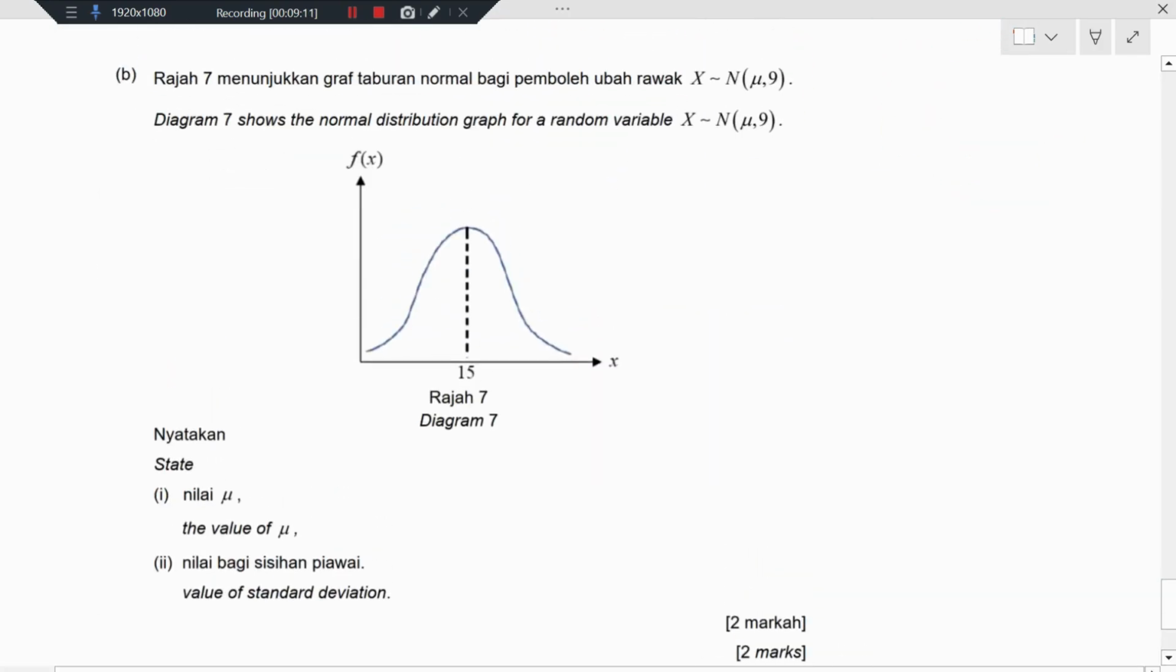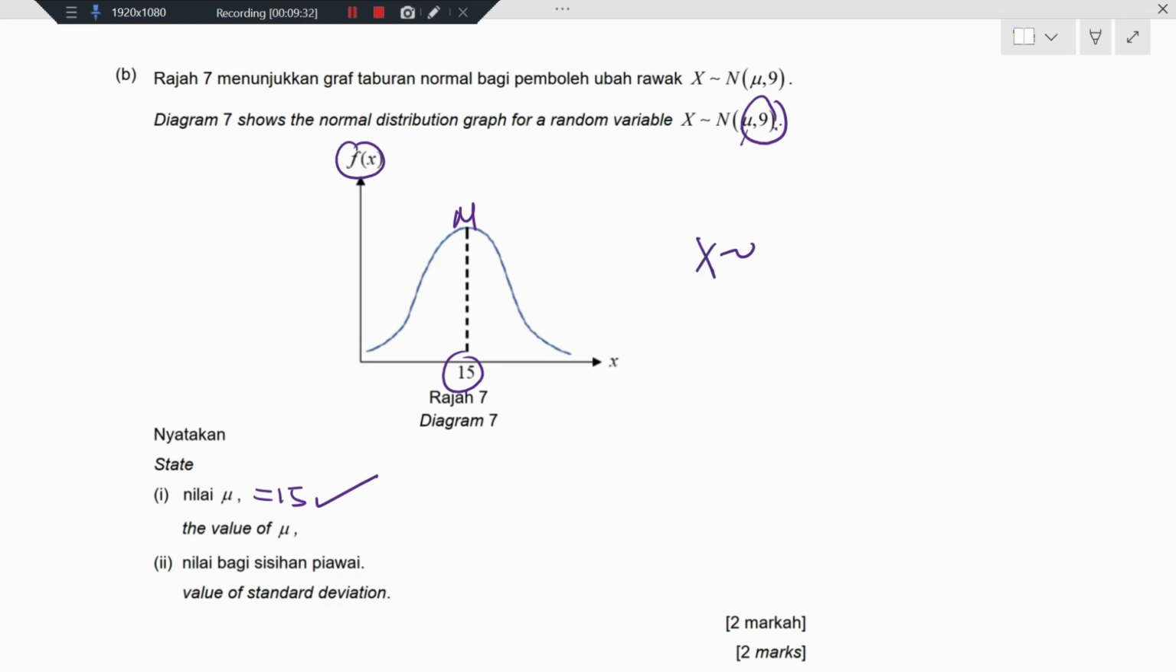Question B. Diagram 7 shows a normal distribution graph with the f(x) graph here. So the mean is here, and they didn't tell the mean. The mean is 15. And for the standard deviation, you see the variance is here. This one is variance. That's why I tell you sometimes the notation is very important. You must know what the parameters stand for here. This is your mean, this is your variance, not standard deviation. So standard deviation is equal to square root of 9, which is 3. There is no such thing as a negative standard deviation in our normal distribution.